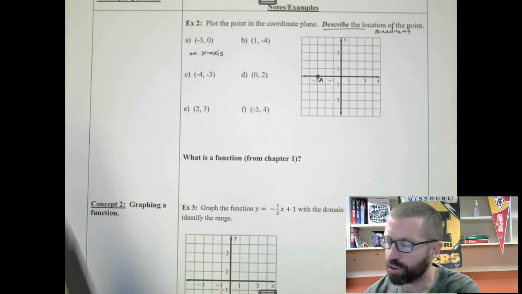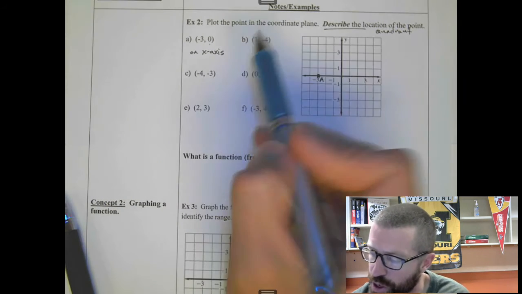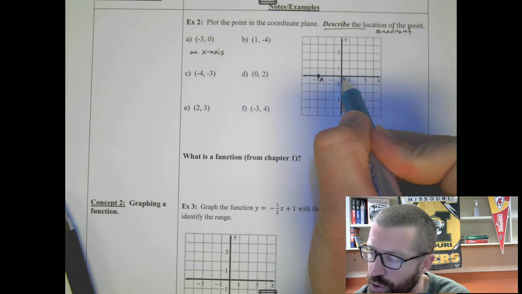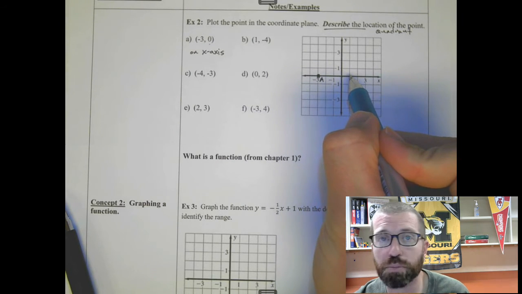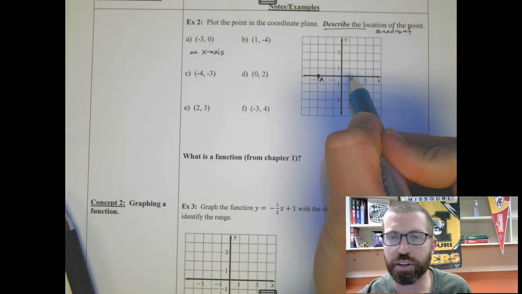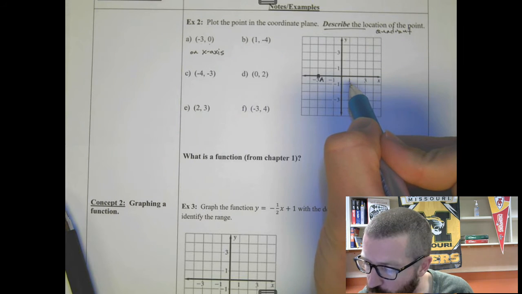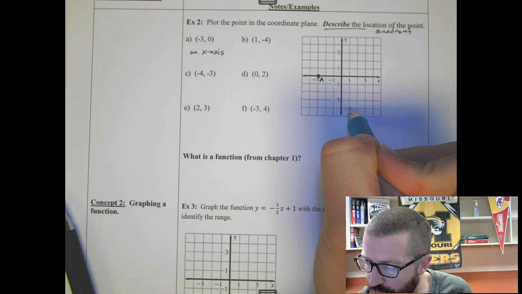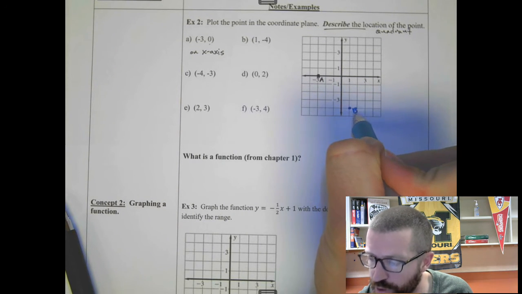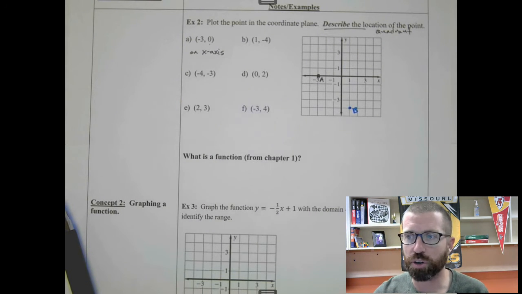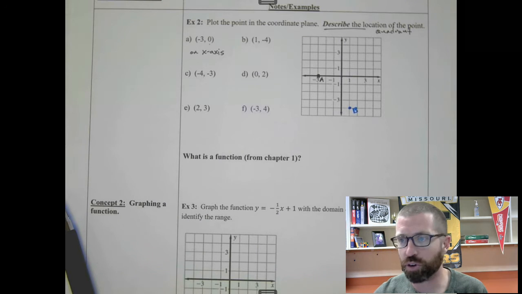Okay, B, let's see, I'll change a little bit of the color here. B is 1, -4. So go over 1, but don't put a mark there. You're not marking that. That doesn't have any kind of location yet. You have to go down 4 first. So go over 1 and then 1, 2, 3, 4, and there is point B. So be very careful that you're not putting a point until you get to the up or down part. And then also remember, you go left and right first.